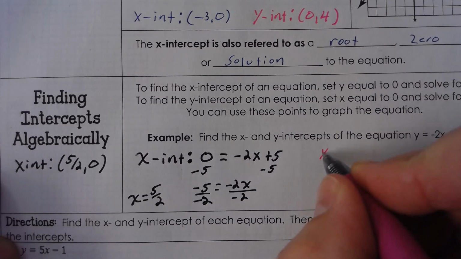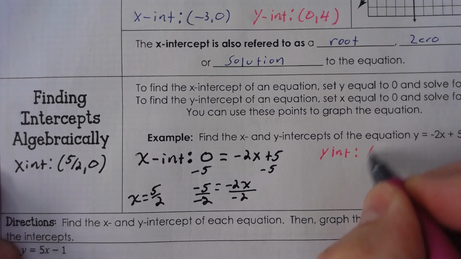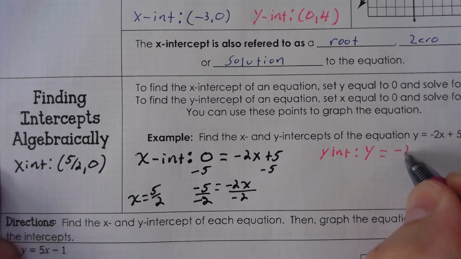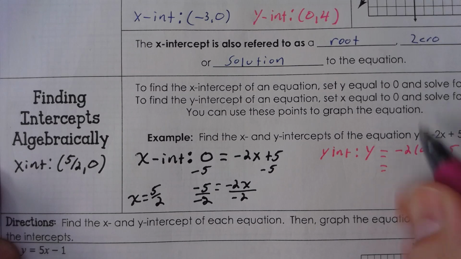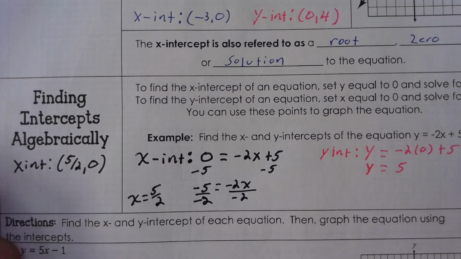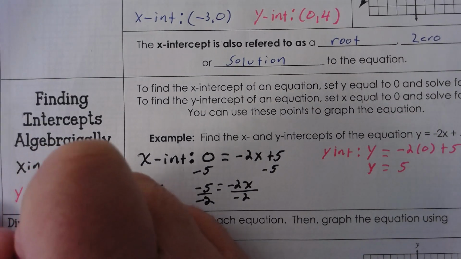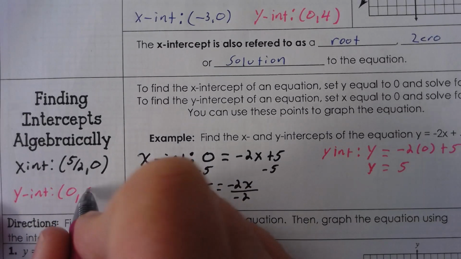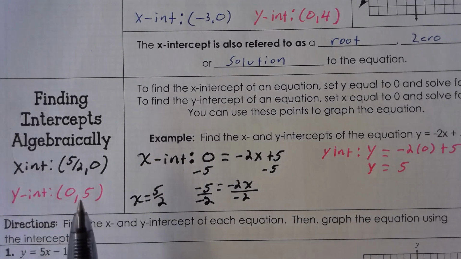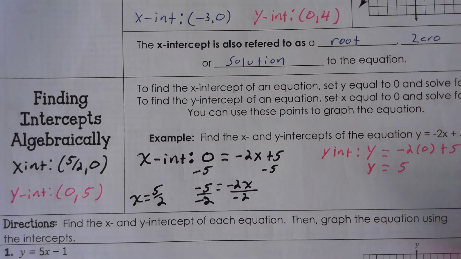So my y-intercept is going to be this. If I'm finding my y-intercept, I'm going to let x equal 0. So negative 2 times 0 plus 5. Negative 2 times 0 is 0. So y is equal to 5. So my y-intercept is, when x is equal to 0, y is equal to 5. And you could actually graph your line from this right here. You just plot this point on your x-axis, this point on your y-axis, draw a straight line through them, and you can see what's going on with your lines.